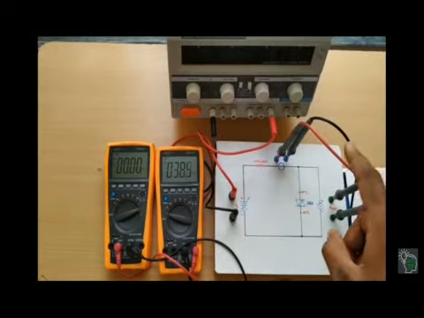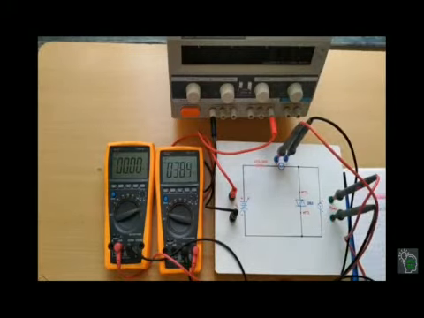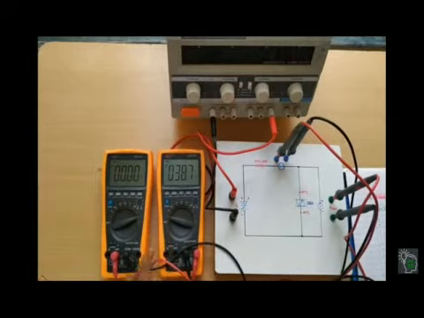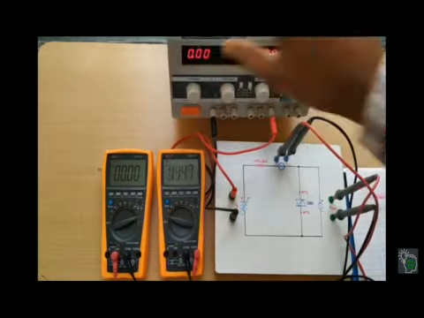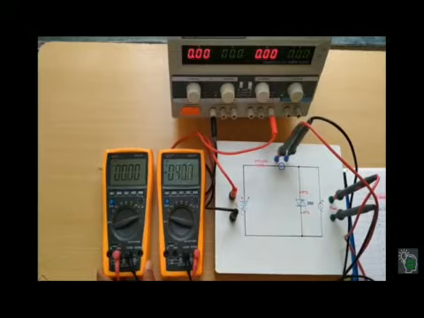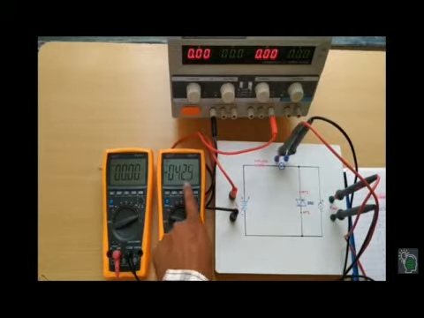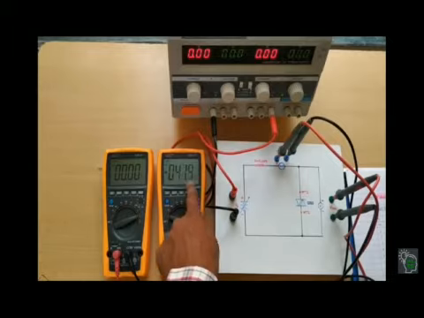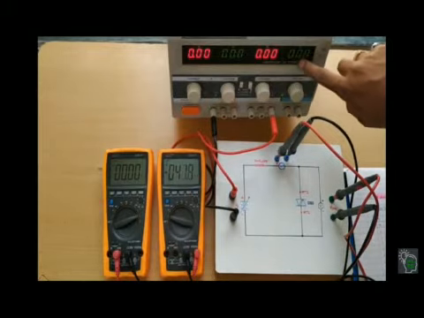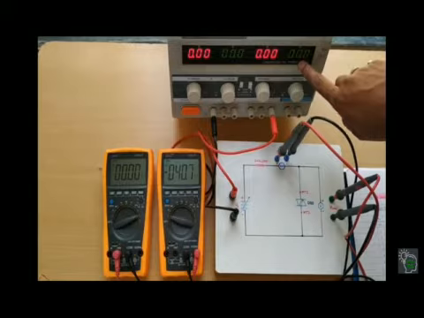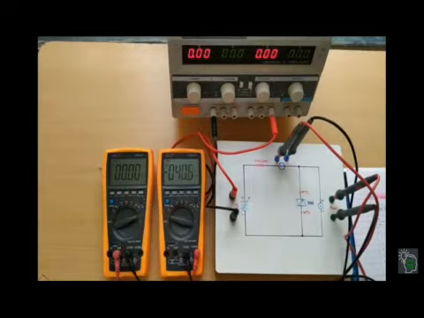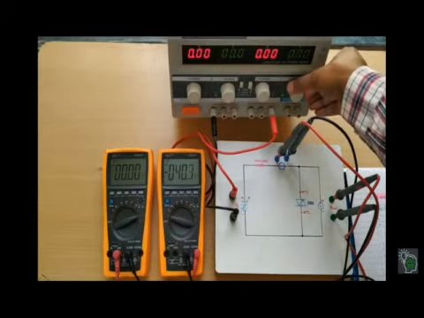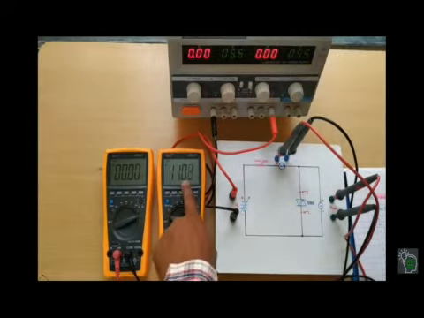Initially the knobs are on 0 condition. If we give a high voltage, then the DIAC may be burned. So before powering on the supply, check the voltage knob. Now we can vary the voltage and measure the current. Slowly we are increasing the voltage.